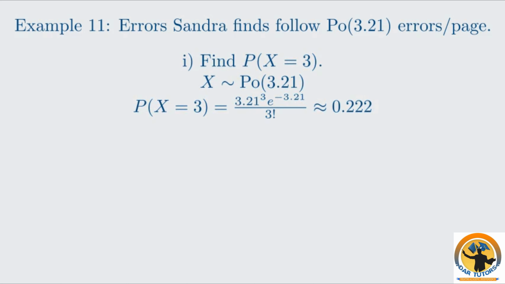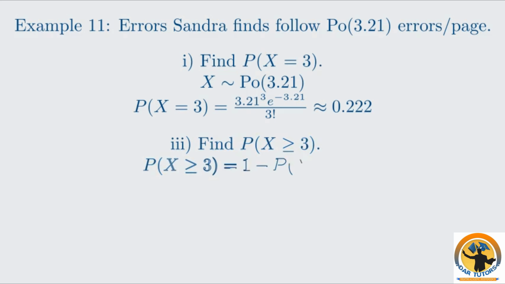Part A(ii) asks for the probability of finding no more than 2 errors, P(X ≤ 2). This is a job for the Poisson CDF on your calculator. You would enter something like Poisson CDF 3.21, 2, which gives about 0.378. Part A(iii) asks for at least 3 errors, P(X ≥ 3). We use the complement rule, 1 minus P(X ≤ 2). This gives us 1 minus 0.378, which is approximately 0.622.